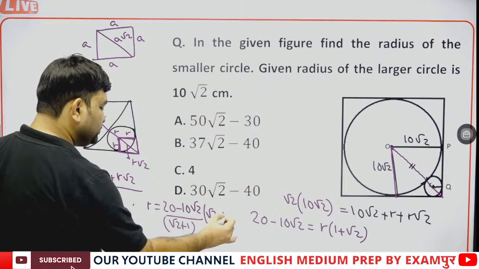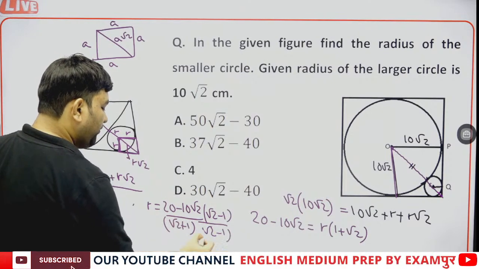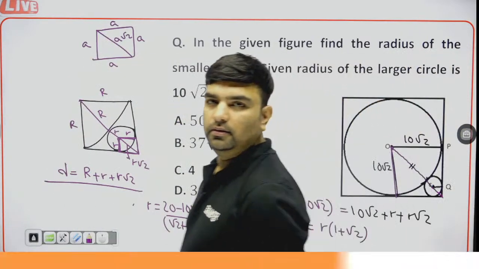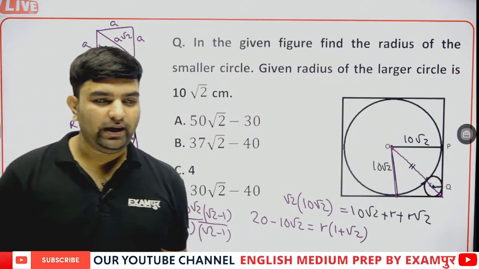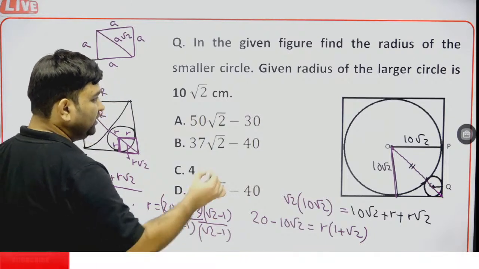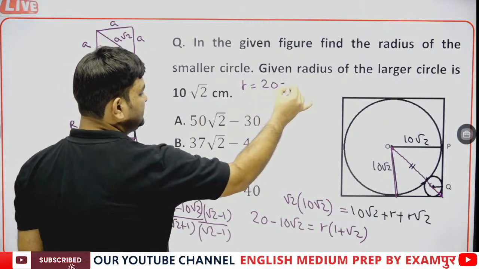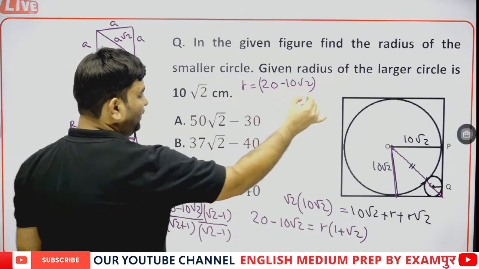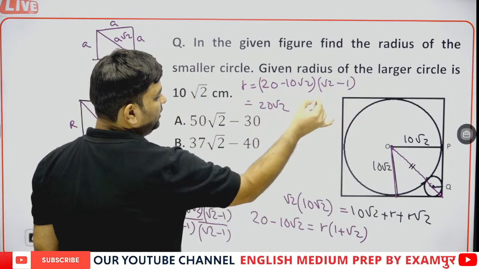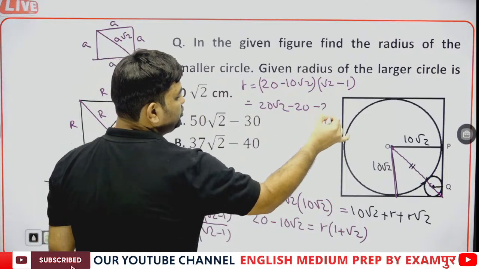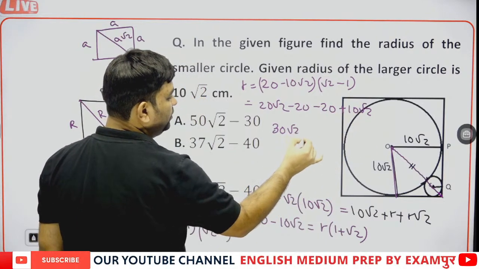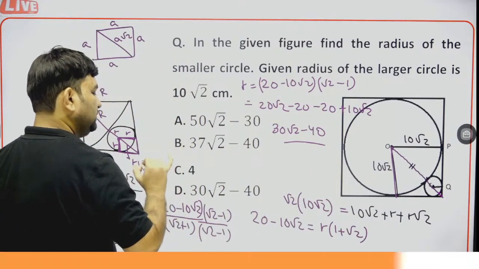Rationalize by root 2 minus 1. The denominator will become 1. So it is now only the product of the numerator, which is 20 minus 10 root 2, with root 2 minus 1. So it's 20 root 2 minus 20 plus 10 root 2. So 30 root 2 minus 40 is the answer. Where is it? D.